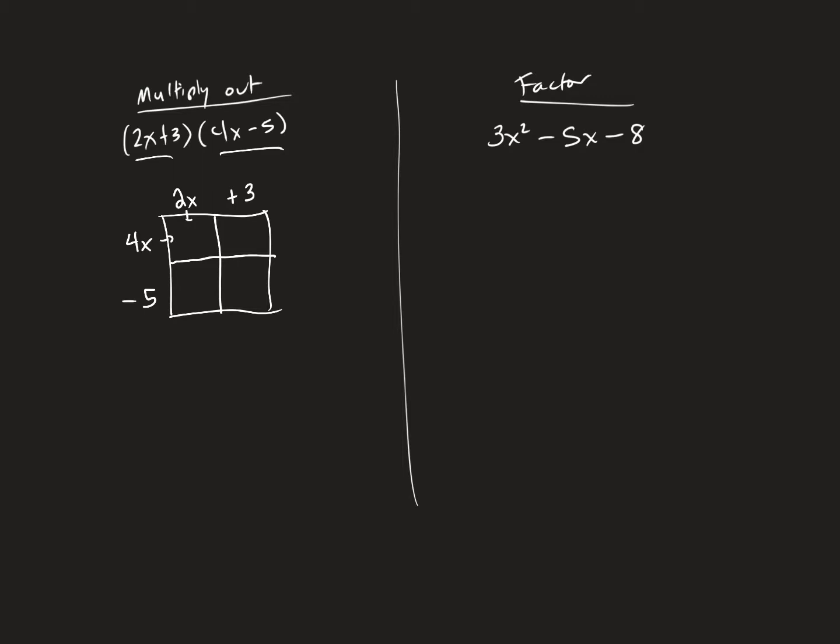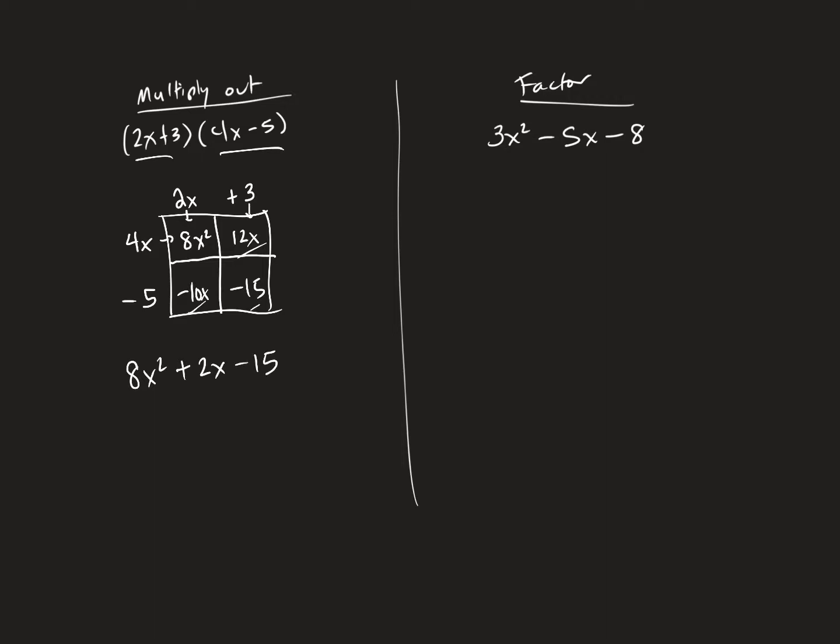So 2x times 4x is 8x squared. 3 times 4x is 12x. 2x times negative 5 is negative 10x. Negative 5 times 3 is negative 15. So then these are the terms that I need to combine. So I've got 8x squared, and then these two terms are alike. So that would give me plus 2x. And then this is negative 15.